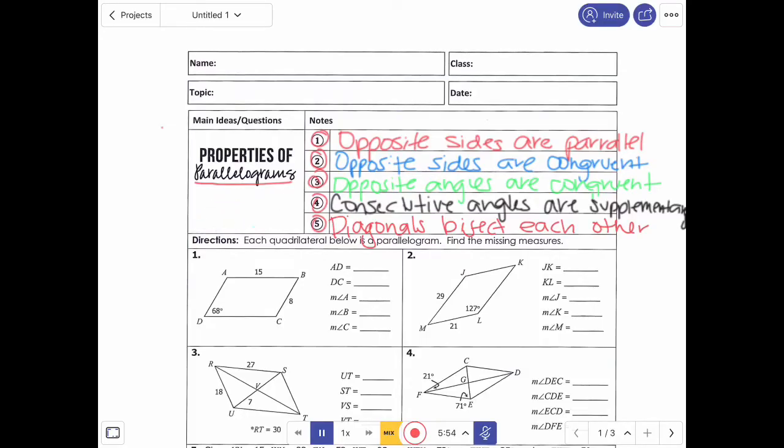Trying to erase this really fast. Oh gosh, that's so bad.